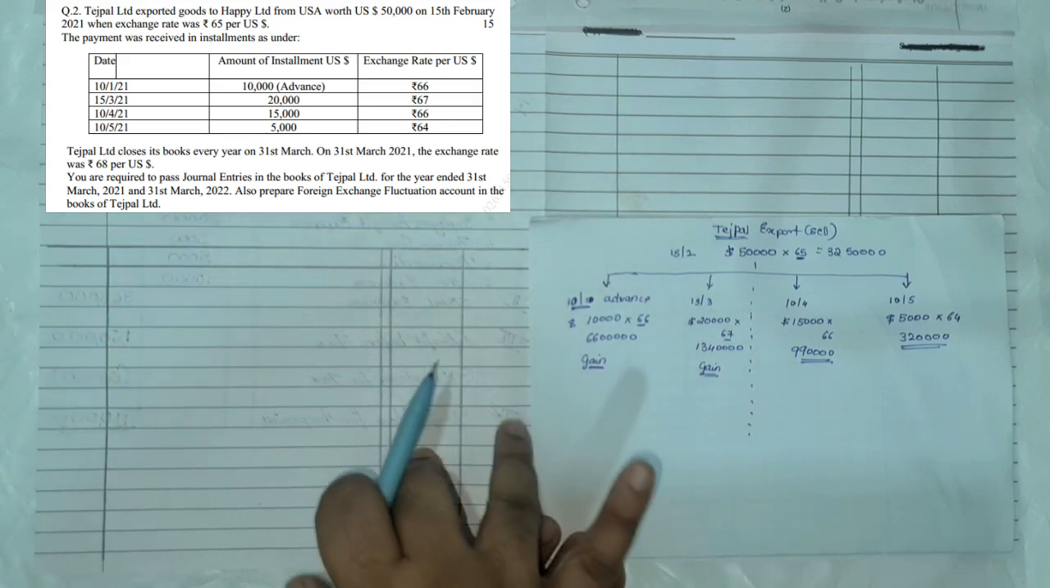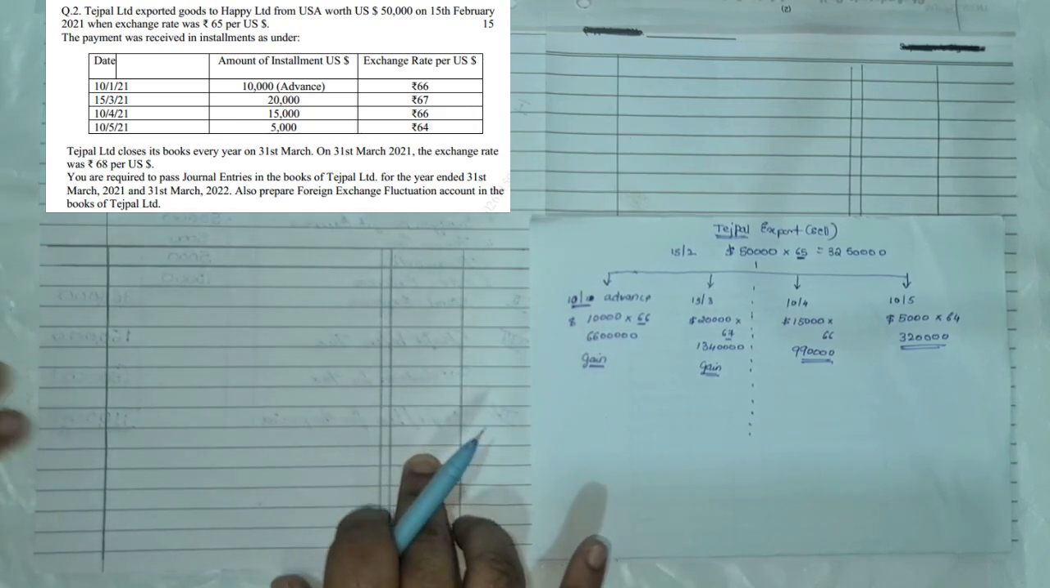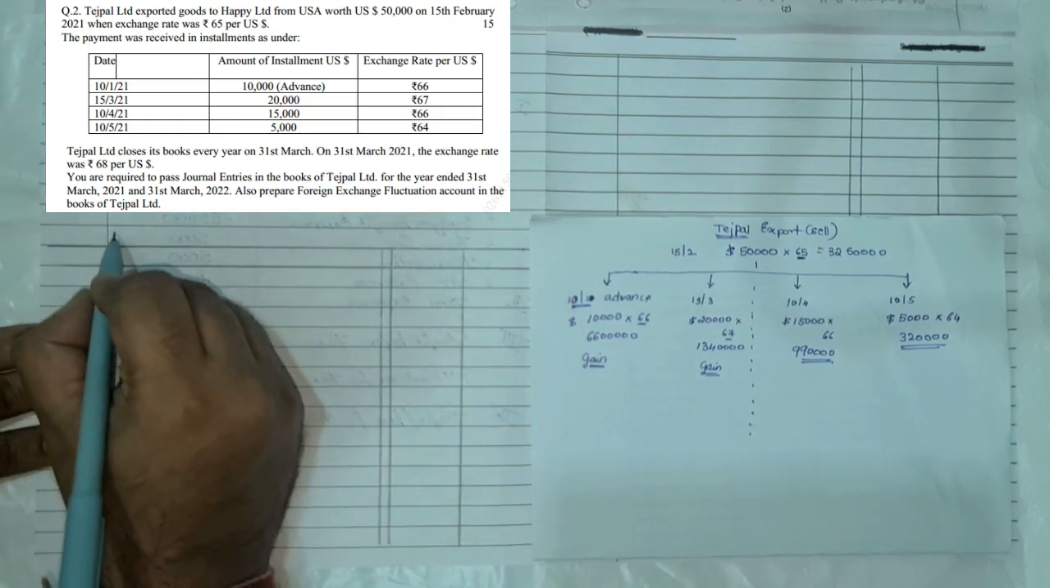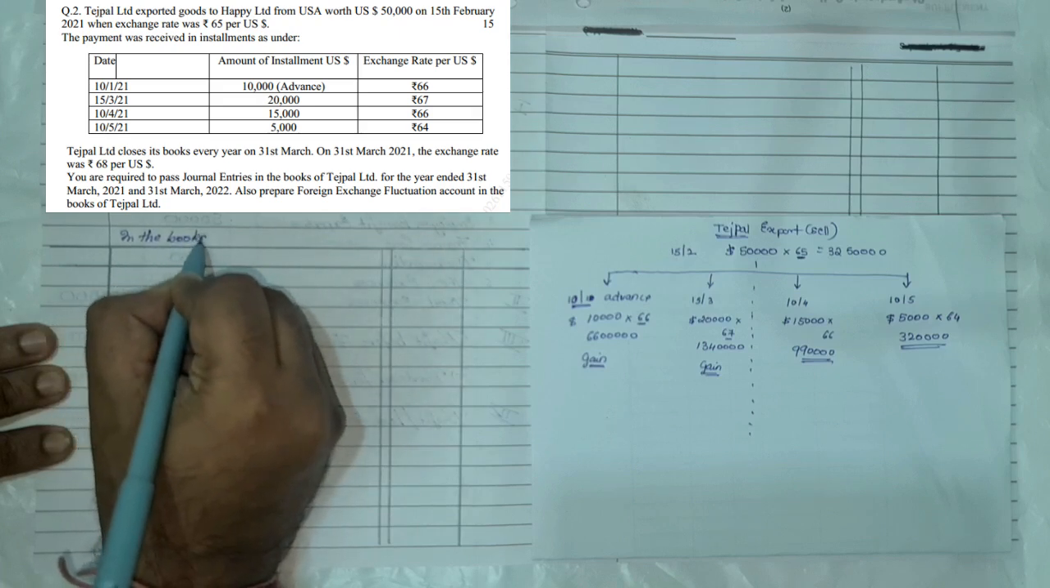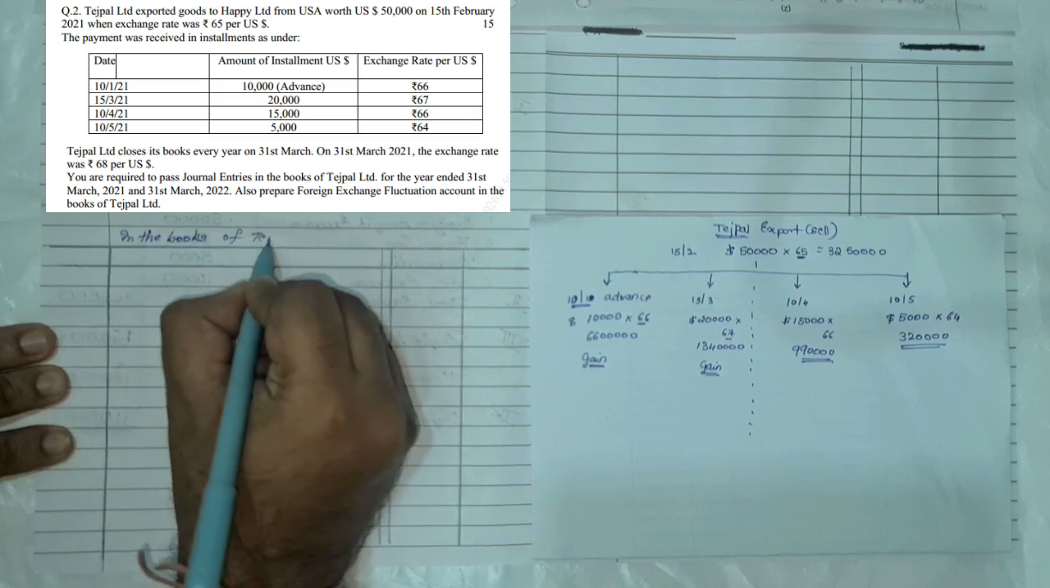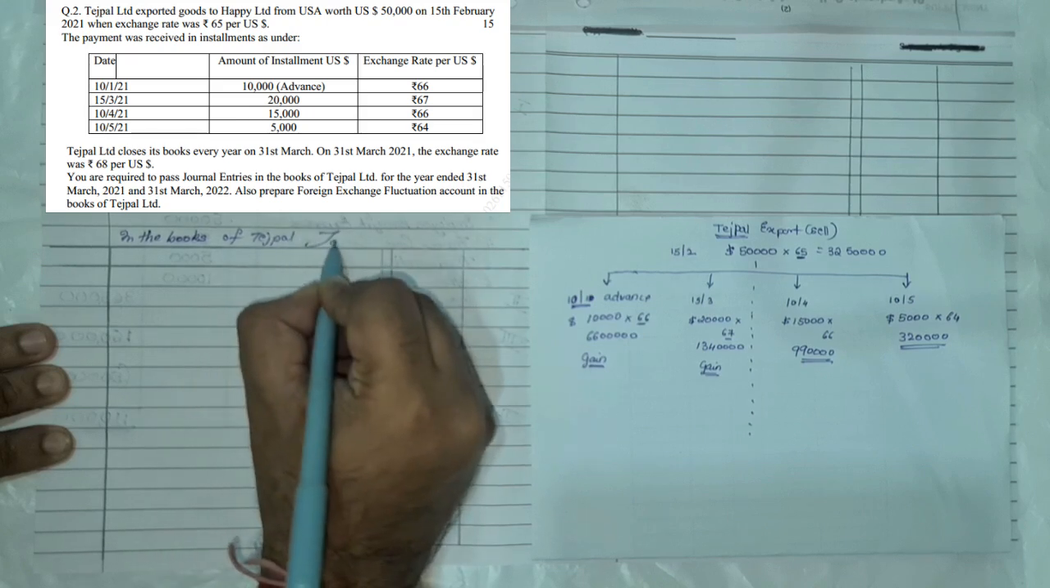Okay, so we'll start in the books of Tejpal. We are starting with the journal entry right here in the books of Tejpal.